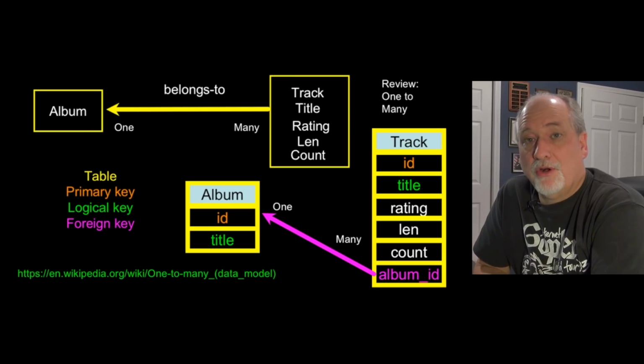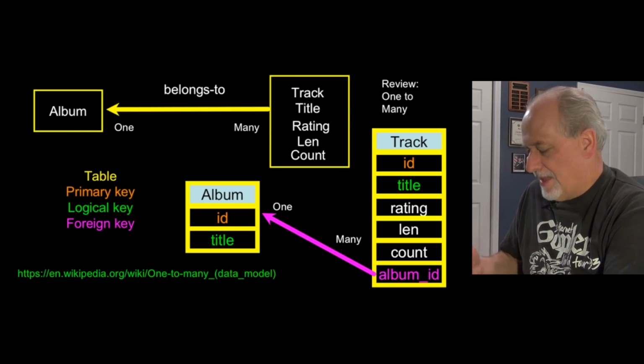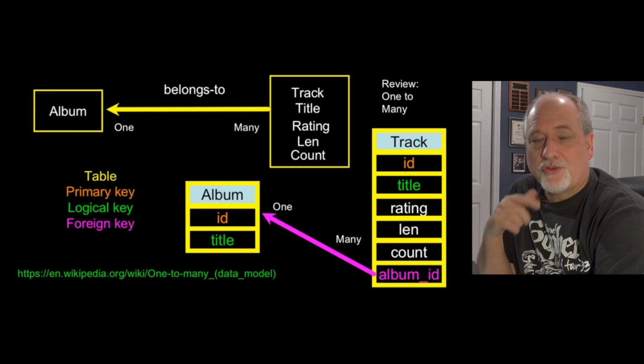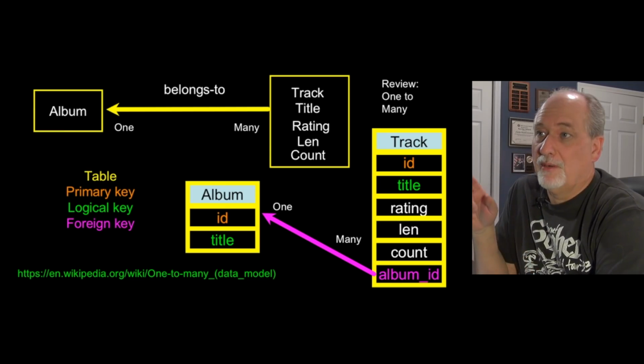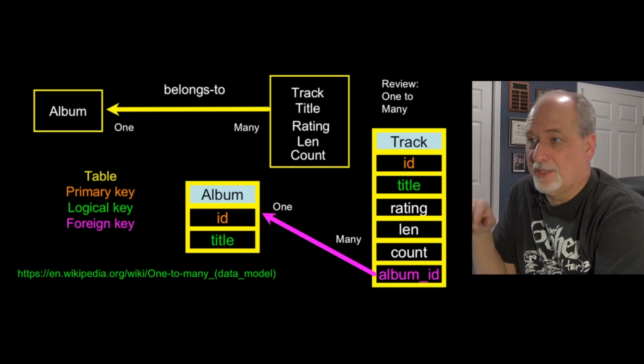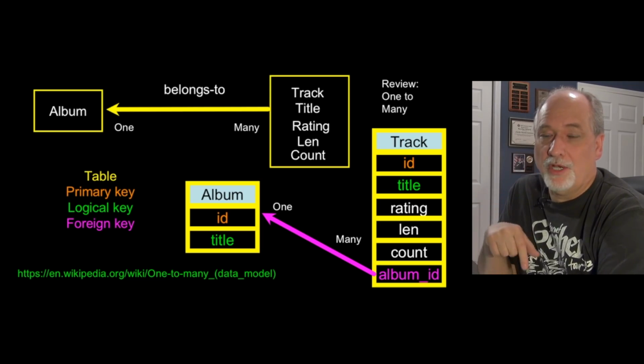So our last major topic is called many-to-many relationships. And up till now, everything that we've done is what's called a one-to-many relationship. And that is, there are many tracks associated with one album. There are many albums associated with one artist. There are many tracks associated with one genre.